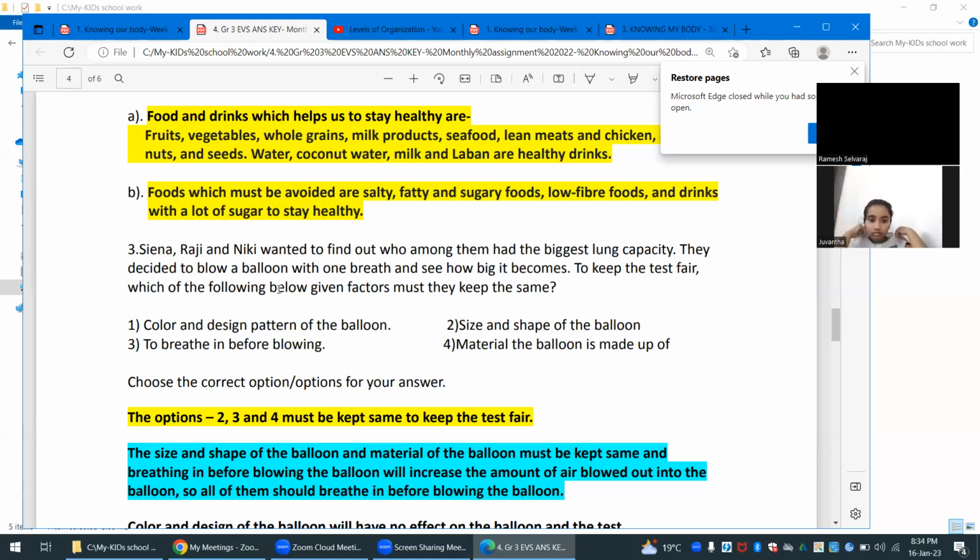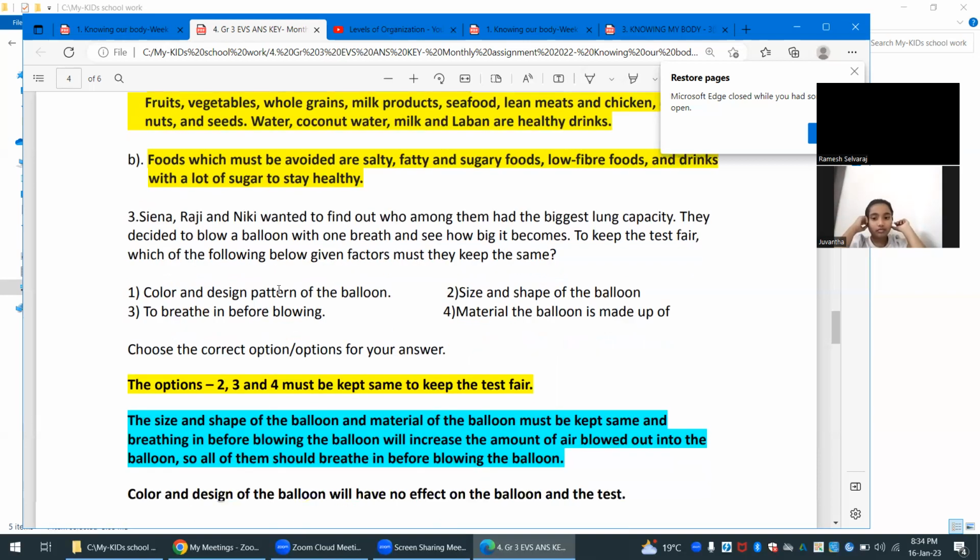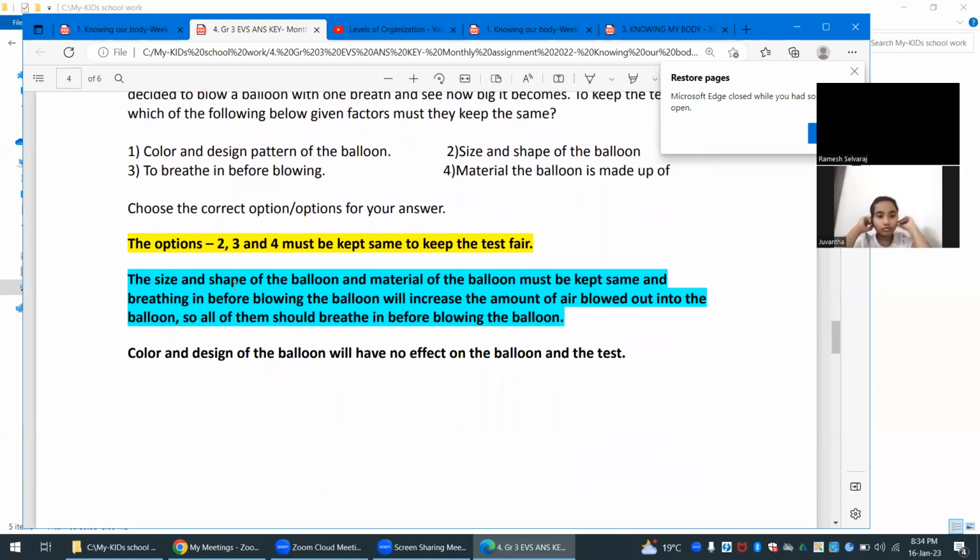See the reasons here. Size and shape of the balloon and material of the balloon must be kept the same. Breathing in before blowing will increase the amount of air blown out into the balloon, so all of them should breathe in before blowing. The color and design of the balloon will have no effect on the test. It doesn't matter what color or design pattern, because the important things are size and shape and breathing in before blowing.